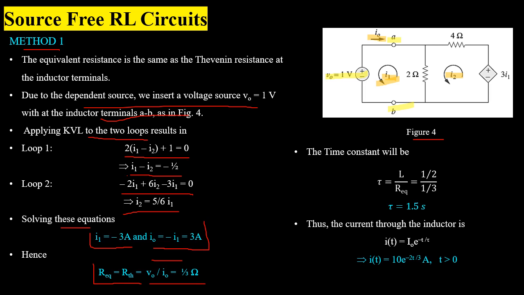Now we will find the time constant, which is inductance divided by R equivalent. Substituting the values of inductance and R equivalent, the time constant will be equal to 1.5 seconds or 3 over 2 seconds. So the current through the inductor will be I of t equals I0 exponential power minus t over tau, and substituting the values we will have 10 into exponential power minus 2t divided by 3 amperes for time t greater than 0.